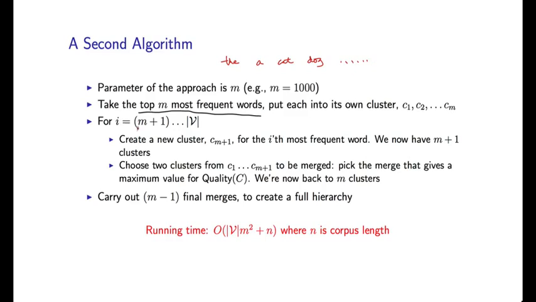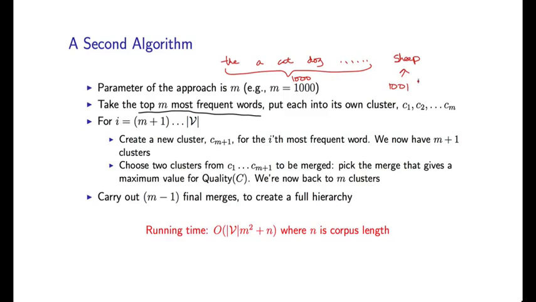And then I iterate over the remaining words. So I go from the 1,001st word right the way through to the very last word in my corpus. And I'm going to consider each of those words in turn. So maybe the 1,001st word is the word sheep, for example. So I have 1,000 words here, and I've added the 1,001st most frequent word here.